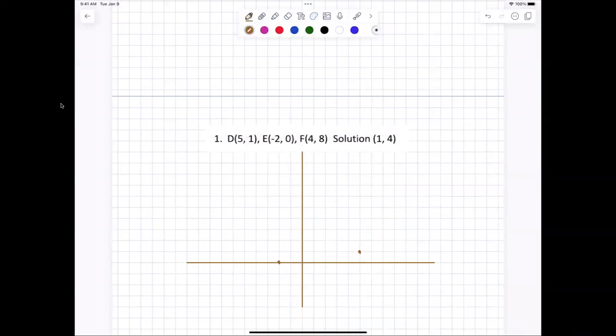And 4, 8. 1, 2, 3, 4. 1, 2, 3, 4, 5, 6, 7, 8.